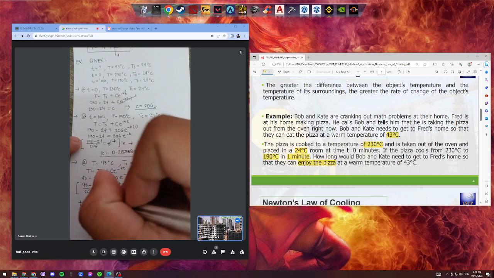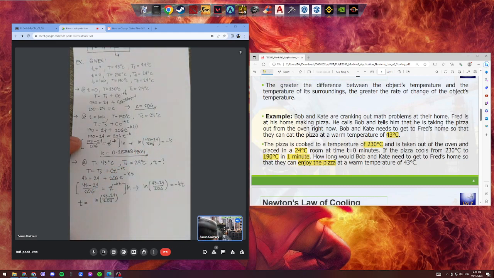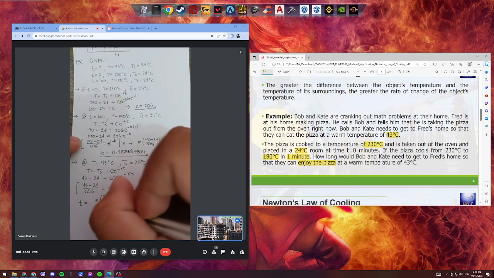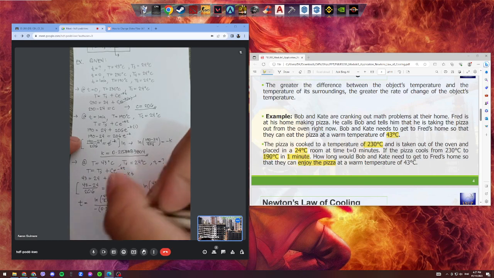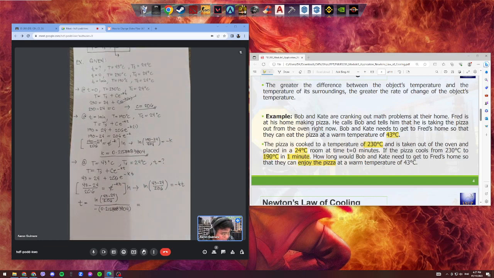Okay, so how do we do that? I'm just going to rewrite: 43 minus 24 over 206, over the value of negative k. So if you calculate that, it will become 11.404 minutes. Therefore, this is the time, in minutes, by which Bob and Kate should arrive at Fred's house, so they can still enjoy the pizza, eating it at 43 degrees Celsius.